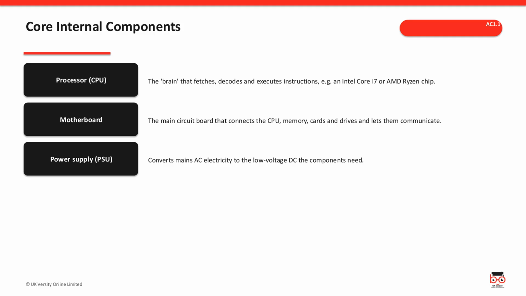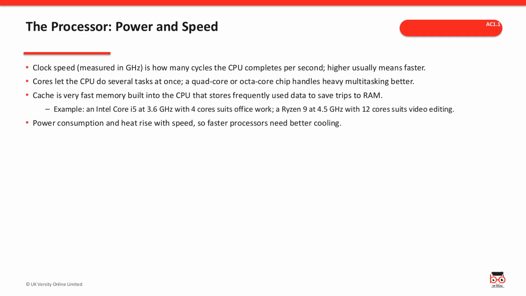A few components form the backbone of any machine. The CPU is the brain that fetches, decodes, and executes instructions, something like an Intel Core i7 or an AMD Ryzen chip. The motherboard is the big circuit board everything plugs into, letting the parts talk to one another, and the power supply, the PSU, converts the mains electricity from the wall into the low-voltage direct current the delicate components actually need.